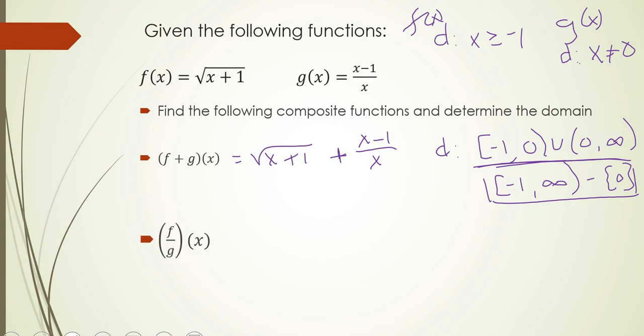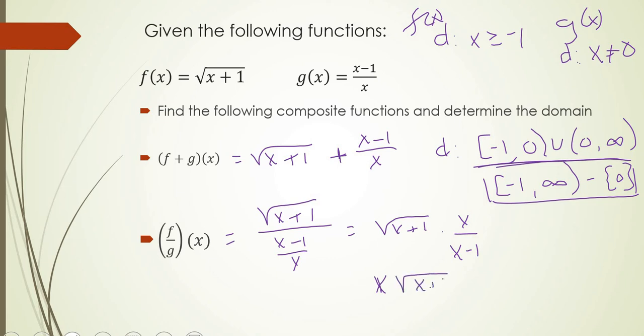All right, division. So this one, I'm going to take my f of x function divided by my g of x. Now this one I can clean up a little bit by multiplying by the reciprocal. So this would be the square root of x plus 1 times x over x minus 1. And again, we'll call that x root x plus 1 over x minus 1.